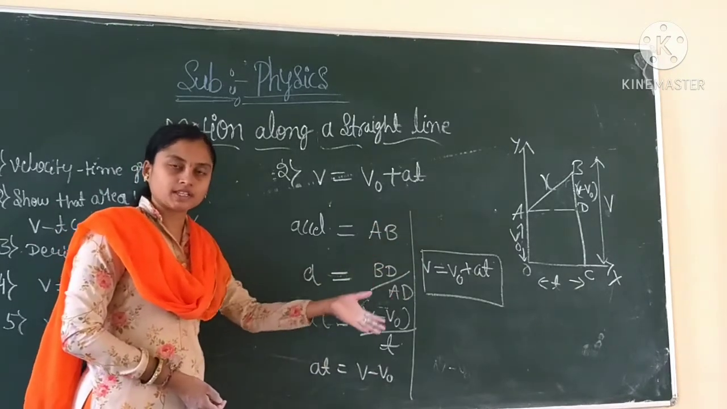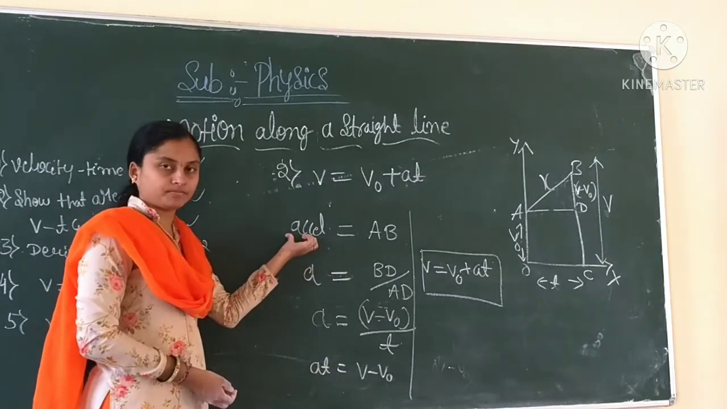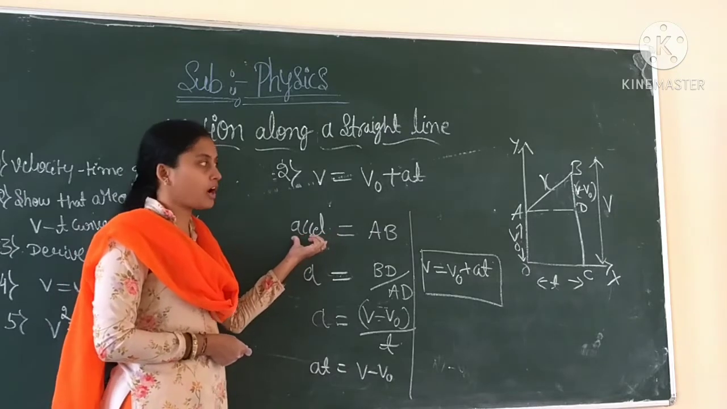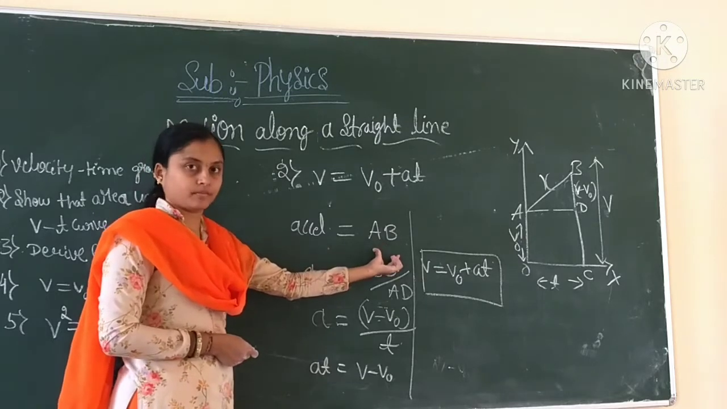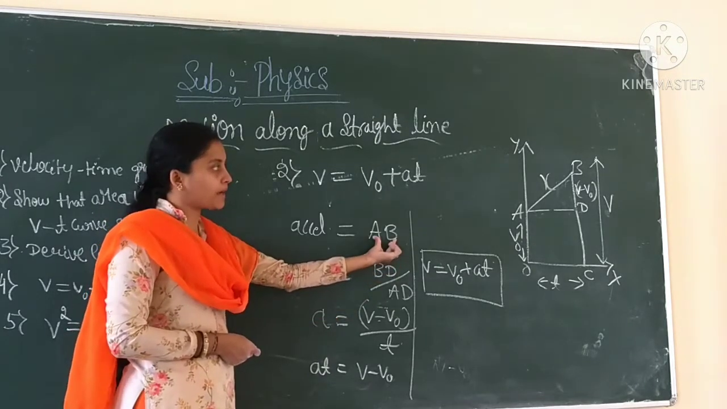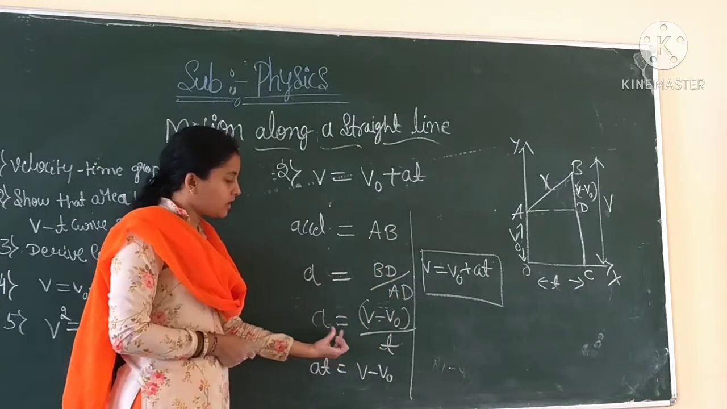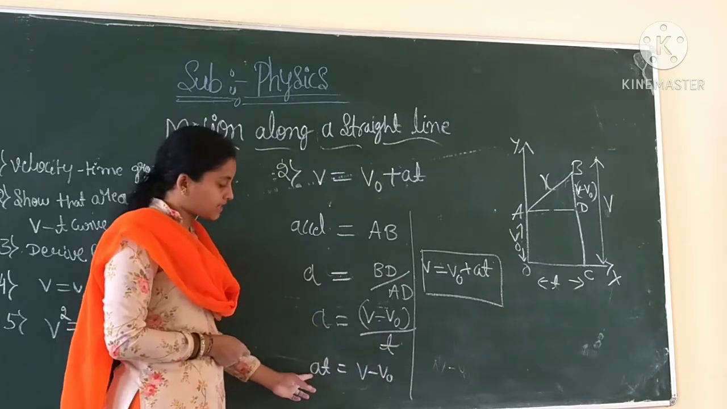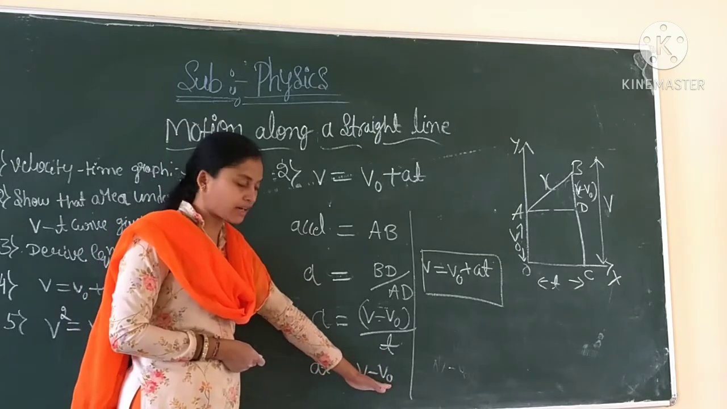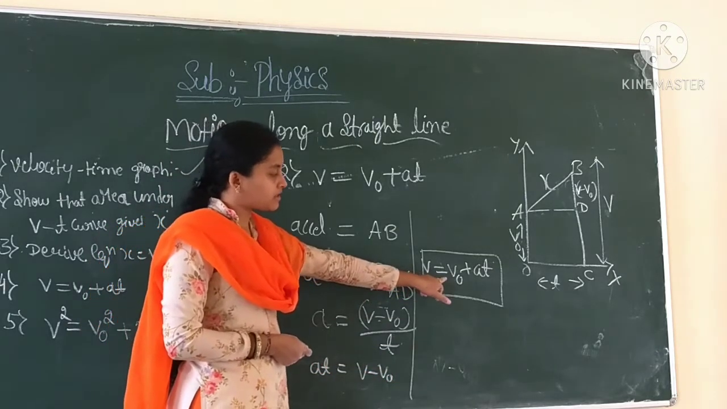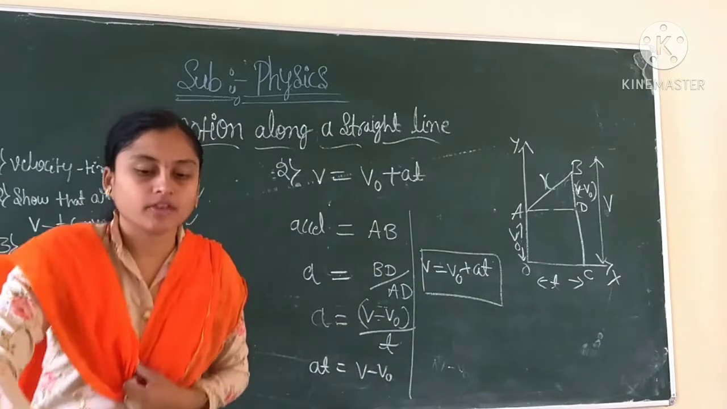Diagram is same, explanation is same, and we consider the acceleration of the particle in the VT curve equal to the slope AB. So A is equal to BD divided by AD. BD means V minus V naught and AD means time taken. So acceleration into time taken is equal to V minus V naught, final velocity minus initial velocity. Then final velocity is equal to initial velocity plus acceleration into time taken. Okay? This is the second equation.